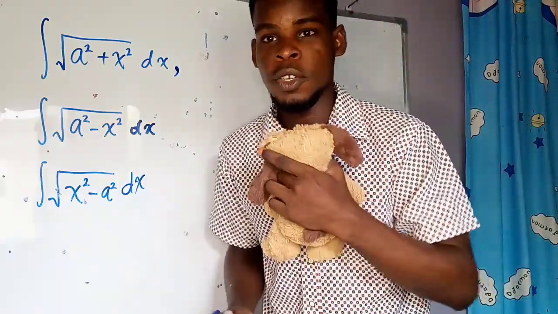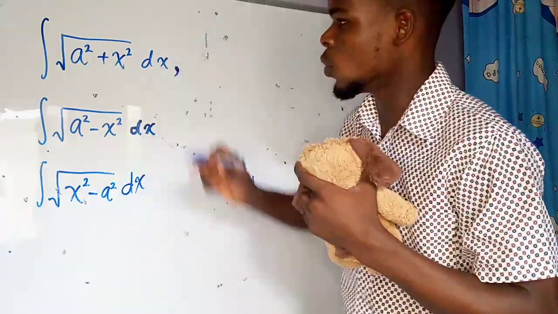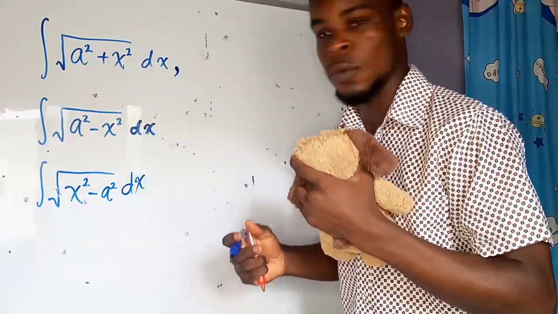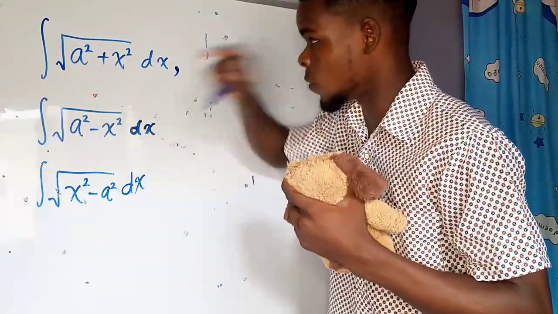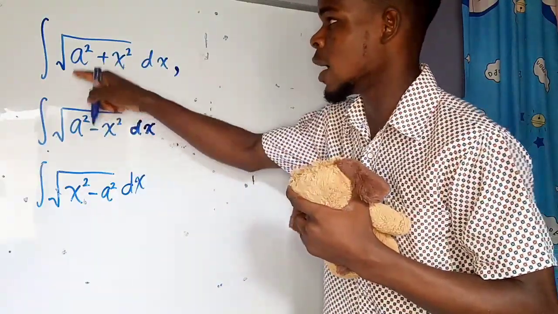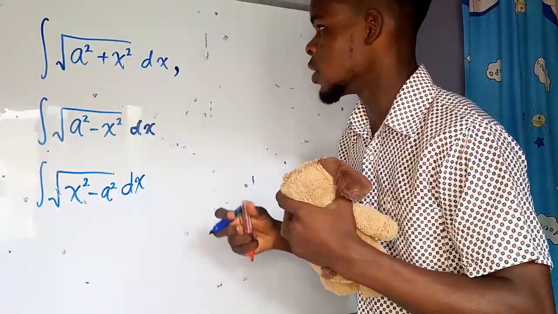Okay, here I'm not really going to be doing any integrations. I just want to show you what you need to do when some integral questions appear the way these ones appear. So if you see the integral of the square root of a squared plus x squared, you see the sum of these two perfect squares appearing under the square root sign. So what do you really do?